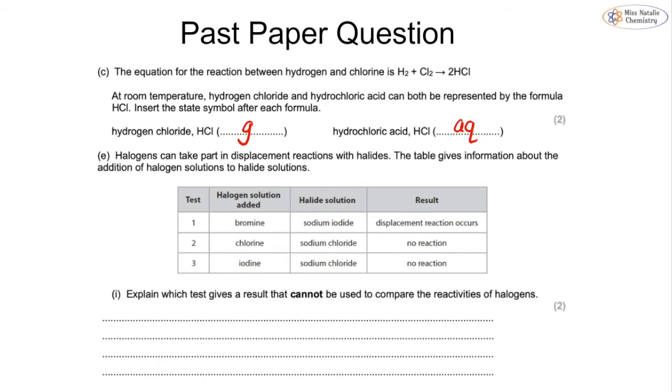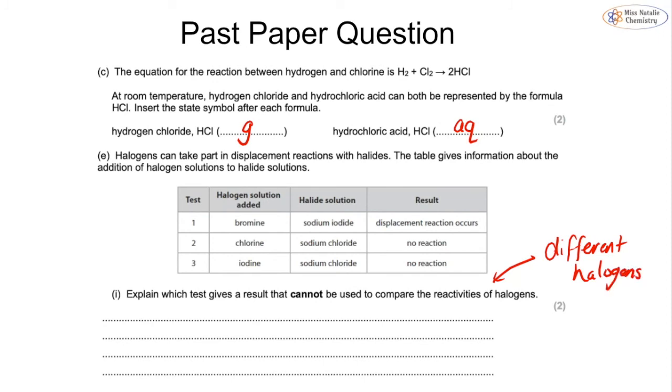Now, halogens can take part in displacement reactions with halides, and the table gives information about the addition of halogen solutions to halides. So we have bromine being added to sodium iodide, chlorine being added to sodium chloride, and iodine being added to sodium chloride as well. So part 1 says, which test cannot be used to compare the reactivities of the halogens? Well, in order to compare the reactivities, you have to use different halogens.